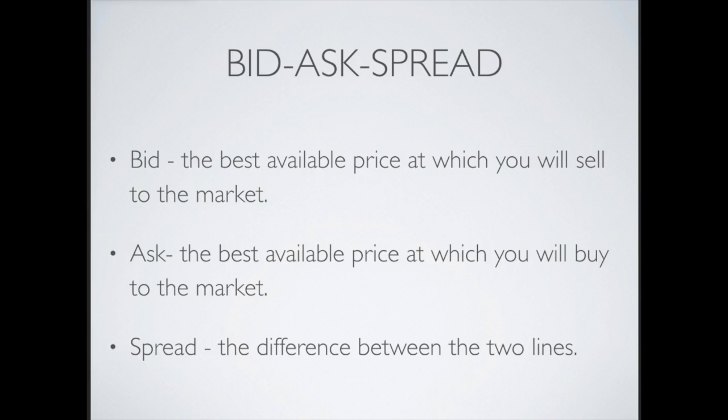Bid is the best available price at which you will sell. So bid and sell, remember those two together. Ask is the best available price at which you will buy in the market. So ask is buy, bid is sell. Spread is simply the difference between the lines. Earlier in the previous lesson, I spoke about how you want to pick your pairs based on the spread.